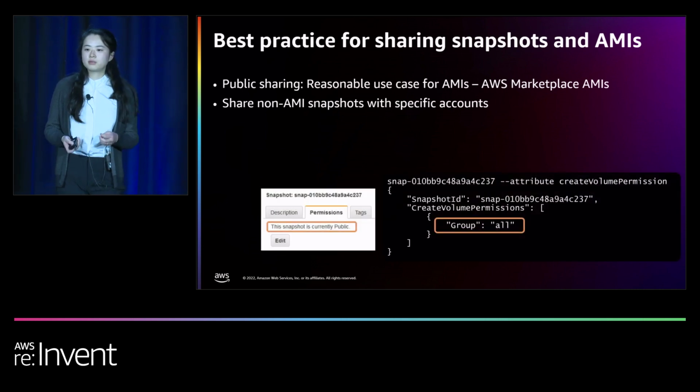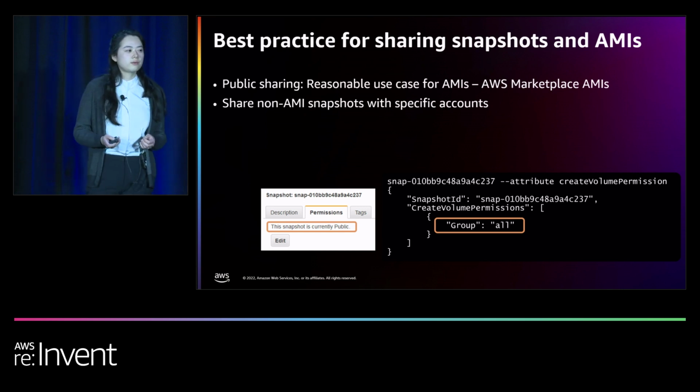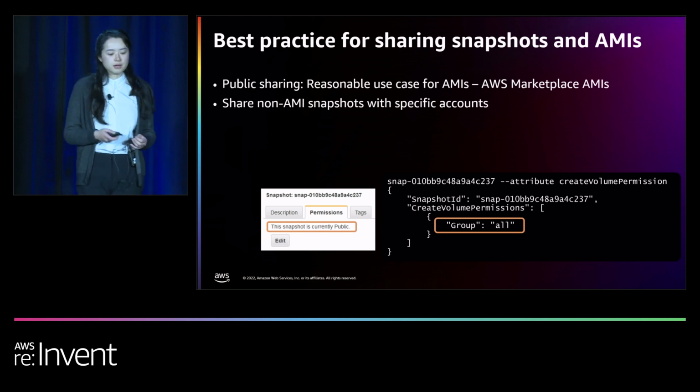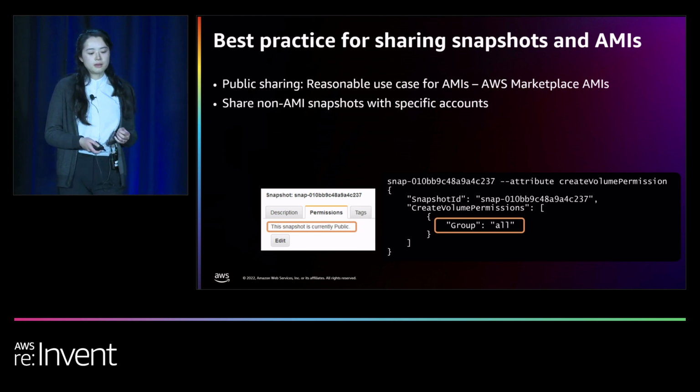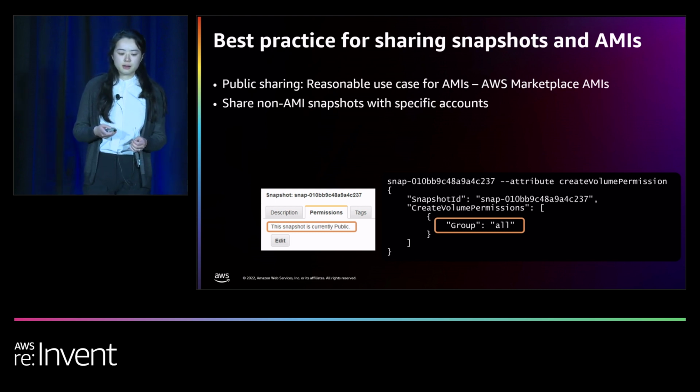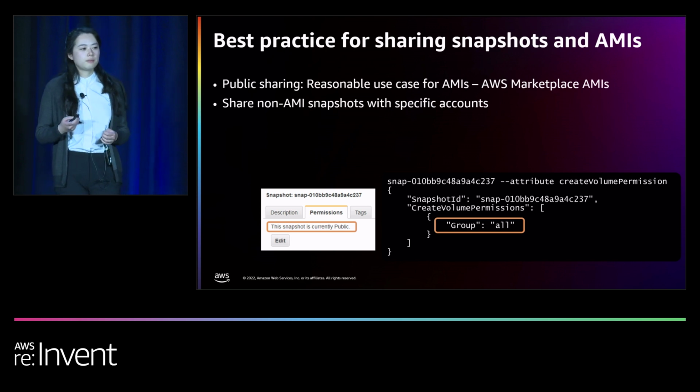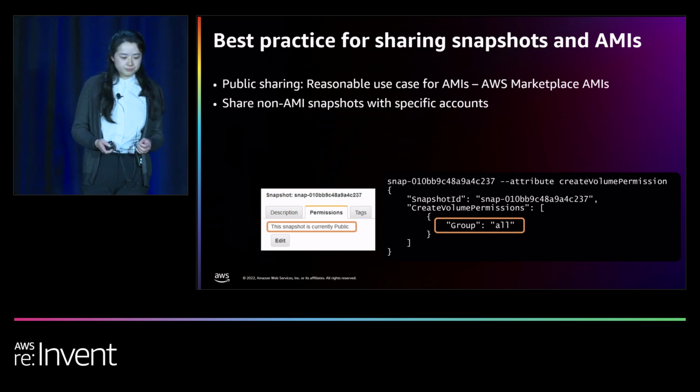And for best data protection practice and to not leak your data publicly, we recommend checking whether or not your snapshots are shared publicly. On the left, you can see in the console, it's in the modify permissions. For a snapshot, you can see that this one is shared publicly. And on the CLI, it's the modify snapshot attribute API, where you look at the create volume permissions. When it's group all, it means the snapshot is being shared publicly. So if you are concerned about public sharing of snapshots, do take action items to check.